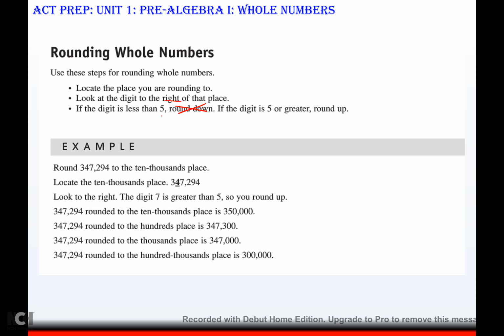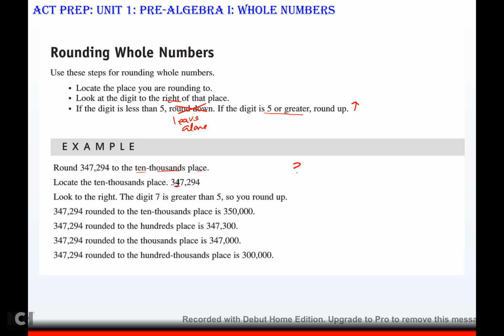You don't make the number go smaller. You leave it alone and make the numbers after it 0. If the digit is 5 or greater, then you round that digit up and then make the rest zeros. So they want me to round this number to the 10,000ths place. The 10,000ths place would be the 4.